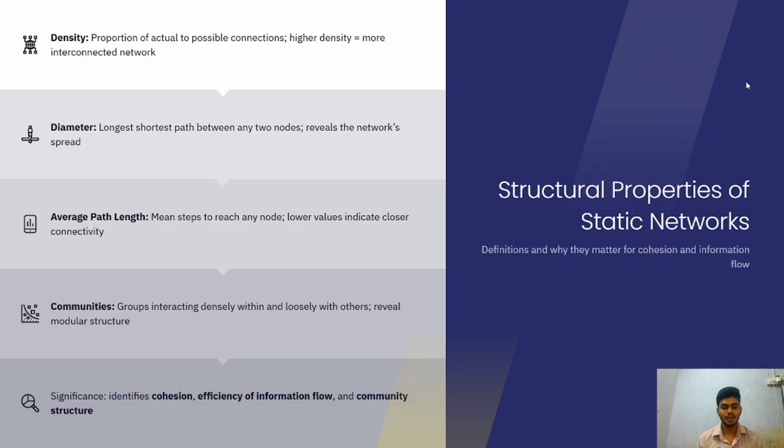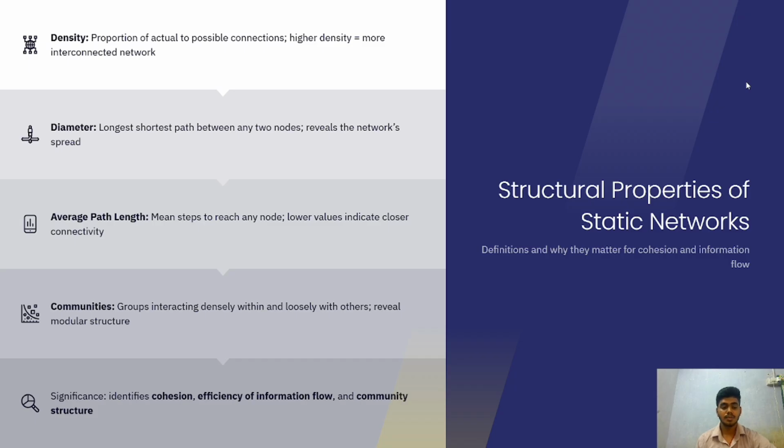Good morning, everyone. Now I will explain the structural properties of static networks. In a static network, understanding how nodes are connected is very important. These structural properties help us study the shape, strength, and behavior of a network. The first property is density. Density shows how many connections actually exist compared to how many could exist. If density is high, it means the network is strongly connected and information spreads faster.